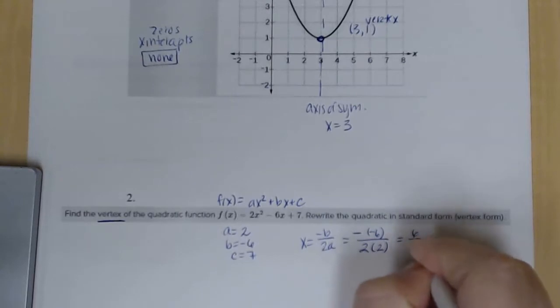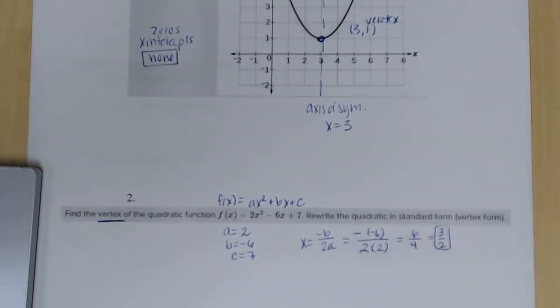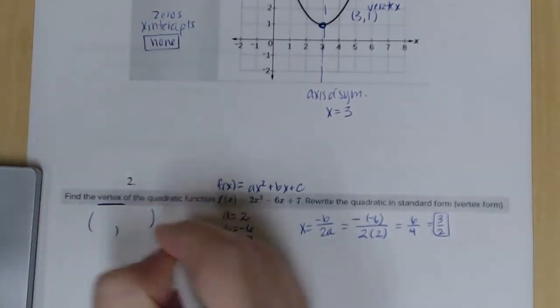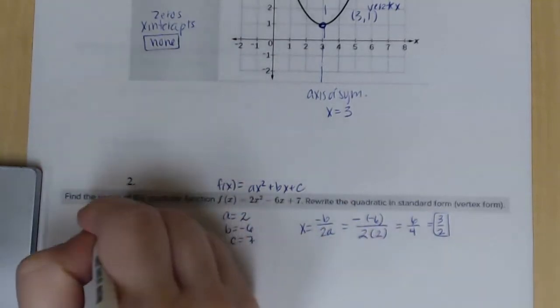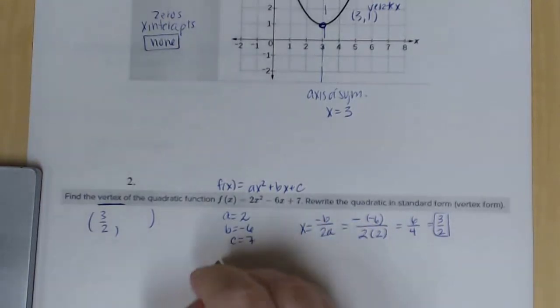So this gives me 6 over 4, which reduces to 3 halves. You always want to reduce your fractions down to lowest terms. So in regard to vertex, I'm looking for an xy value, so 3 halves is going to be my x. In any case where you're given one letter and you're looking for the other, you're just going to plug back into the original. So I'm going to say f of 3 halves.